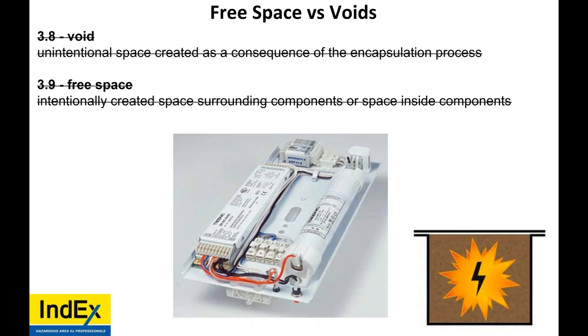A free space is an intentionally created space surrounding components. So where would you see that? Well, if one of these internal components of a fluorescent light was, say, EXM, its terminals on the outside could be deemed a free space depending on how it's molded, because that is the means for connections.